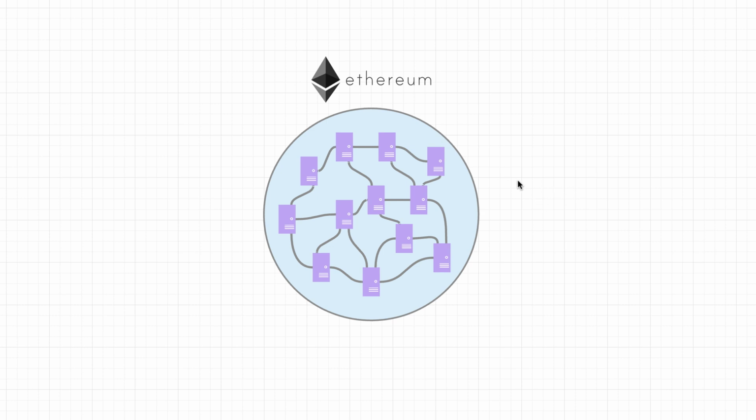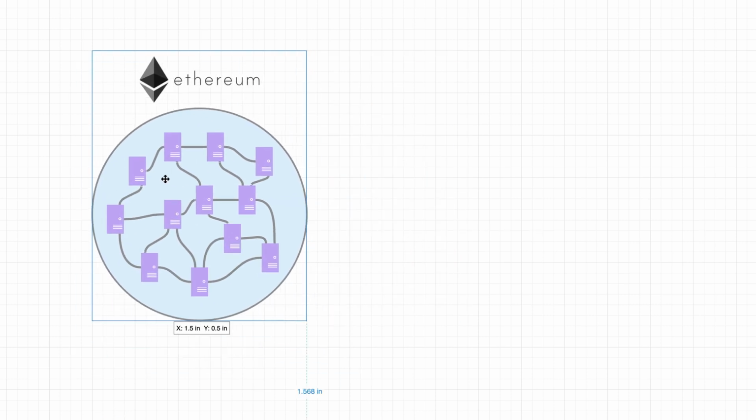So first, let's go ahead and figure out what layer 1 and layer 2 even mean. When we talk about layer 1, what we're talking about is this main blockchain right here. In other words, it's just the main Ethereum network.